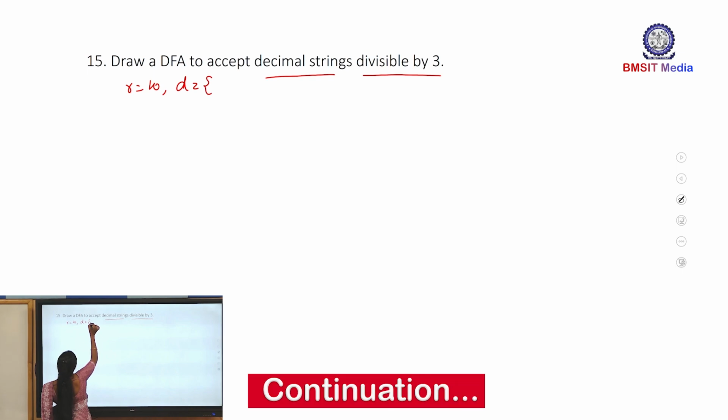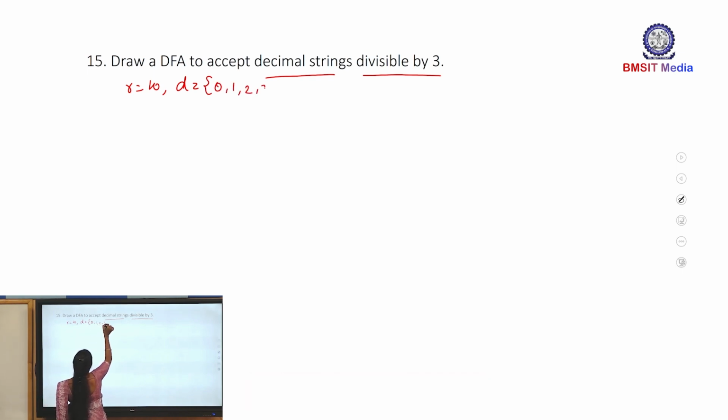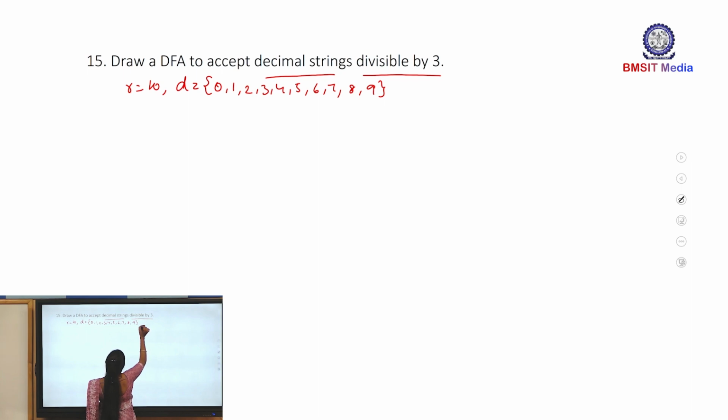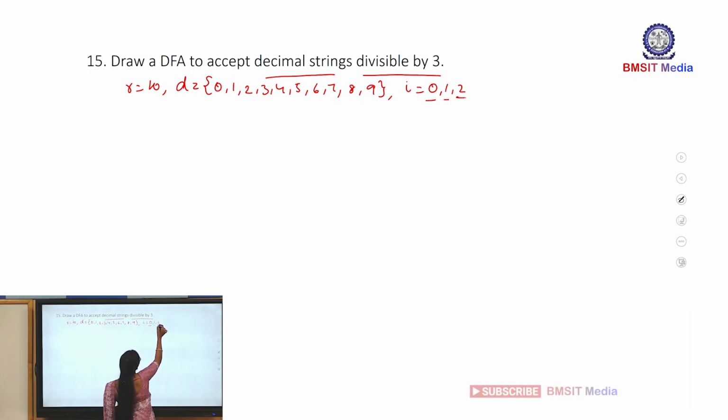The decimal input symbols, or digits, that we are going to use are 0, 1, 2, 3, 4, 5, 6, 7, 8 and 9. And the possible remainders, that is i equal to 0, 1, 2. Again the same thing: 0 mod 3 is 0, 1 mod 3 is 1, 2 mod 3 is 2, 3 mod 3 will produce a 0, 4 mod 3 is 1, 5 mod 3 is 2, 6 mod 3 is 0. So these are the possible remainders that we have, and K, the divisor, is 3.